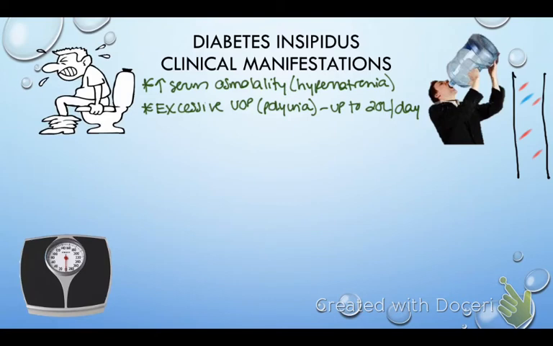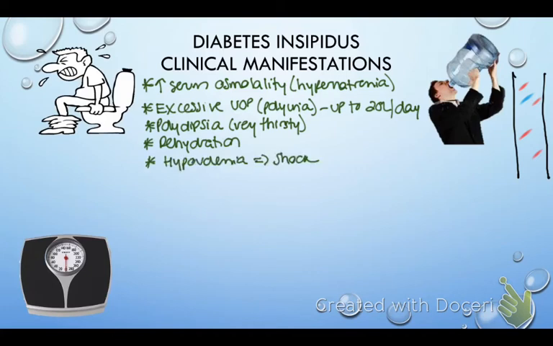How do you think they're going to feel if they're getting rid of all this water? Thirsty. They're very thirsty. They're feeling dehydrated. They're peeing everything out. They're trying to get their hands on every amount of water they can. So if their oral intake can't keep up with what they're putting out, they're going to get dehydrated. If that continues, they can develop hypovolemia and go into shock.